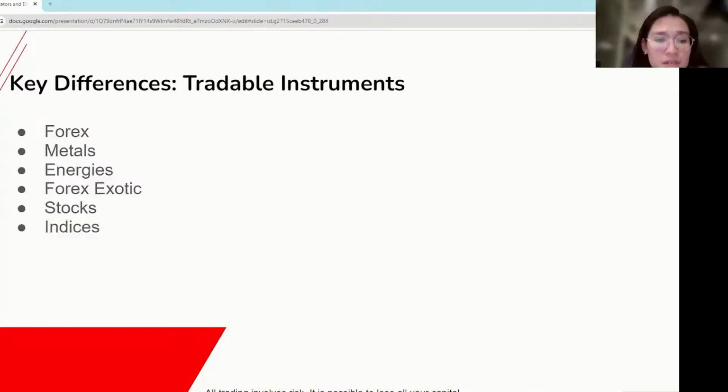So some key differences in the tradable instruments we mentioned earlier. MT4 only allows for Forex. MT5 offers commodities like your metals, energies, stocks, as well as indices, and some crypto as well.